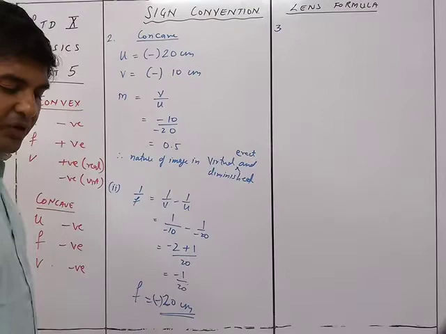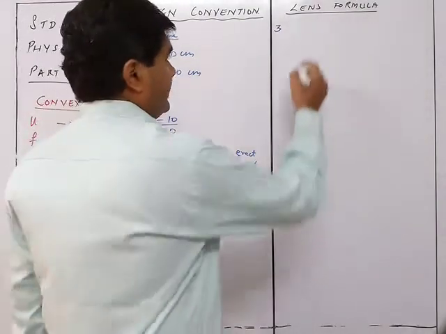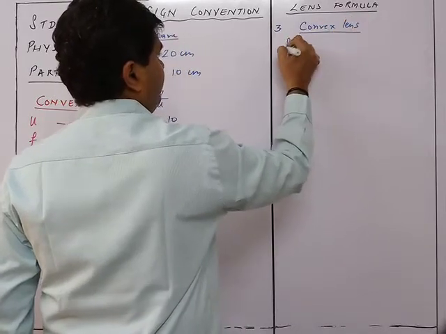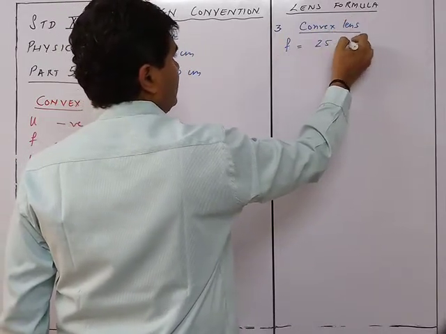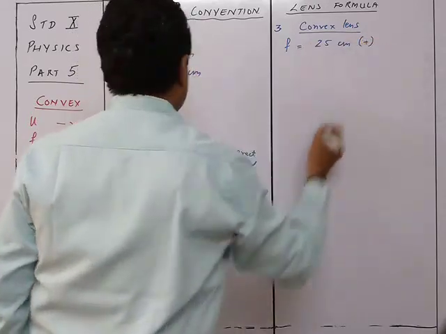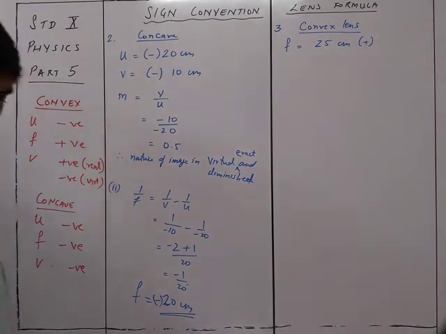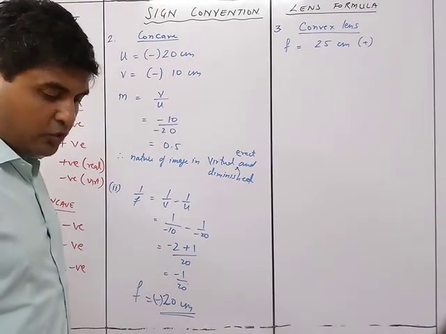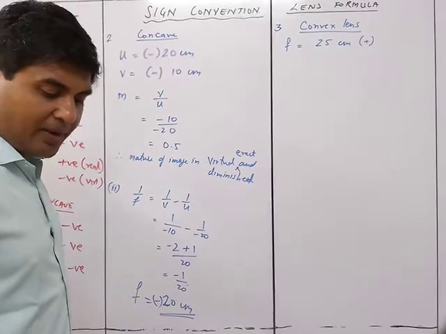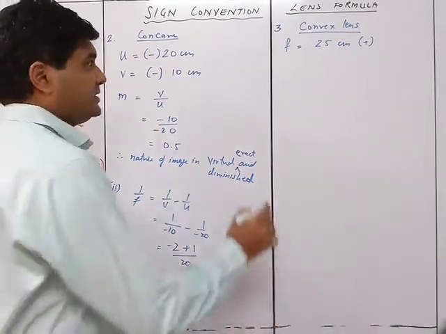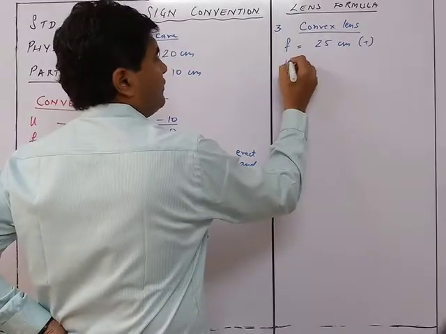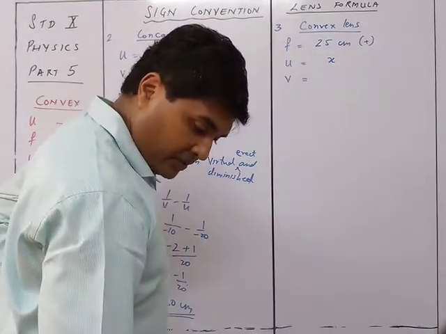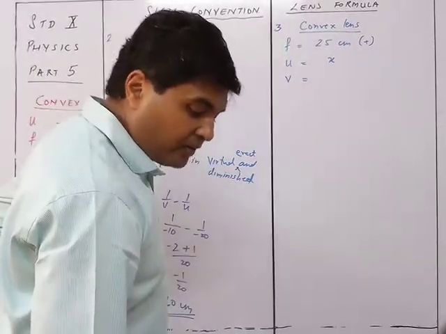The focal length of a convex lens is 25 centimeters. So we are given a convex lens and f is equal to 25 centimeters. This will be positive because for convex, f is positive. At what distance from the optical center of the lens should an object be placed to obtain a virtual image of twice the size? So it is given over here that we need to find out u, which is going to be x, where v is equal to, we can say, the virtual image of twice the size.